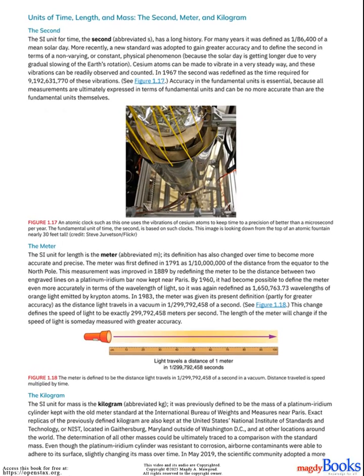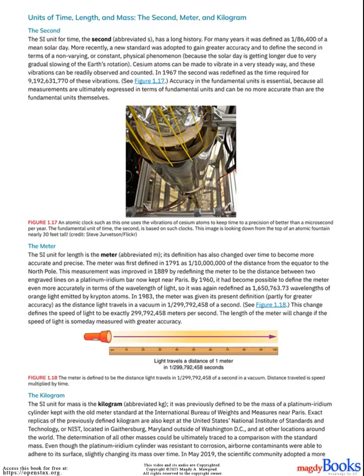1.2.2 Units of time, length, and mass. The second, meter, and kilogram. A. The second. The SI unit for time, the second, abbreviated s, has a long history. For many years it was defined as 1/86,400 of a mean solar day.